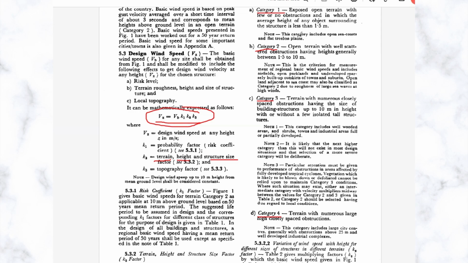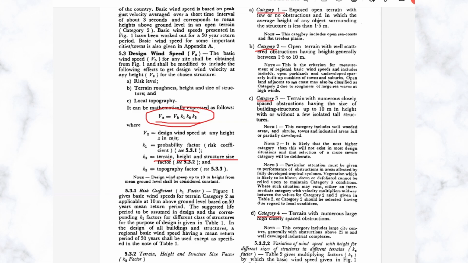Okay, category 3. Category 3 is when your building is in an area where a few isolated tall structures are there and the height of the surrounding buildings is about 10 meters. It means the wind acting on your building is less, because the obstructions are taking more of the wind load, so the wind's impact on your building is a lesser one. Okay, category 4 is where there are numerous large obstructions.